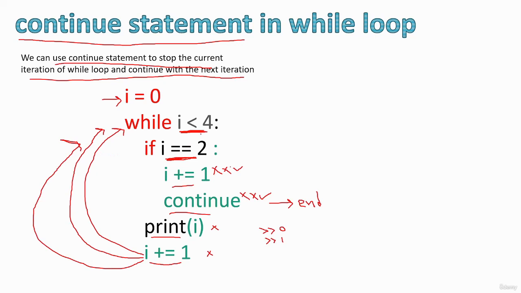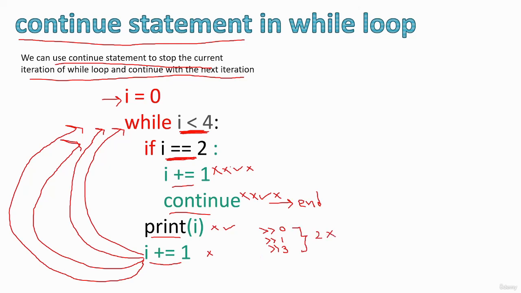Now i is equal to 3. So the condition is still true. i is equal to 3. So this condition is false this time. So these two codes will not be executed this time. It will print i, i is equal to 3 this time, it will add 1 to the i. Now i will be equal to 4. Again it will go to the beginning. Now i is equal to 4. This time this condition is false. So the while loop will be terminated. So you can see in the output 2 has been skipped.